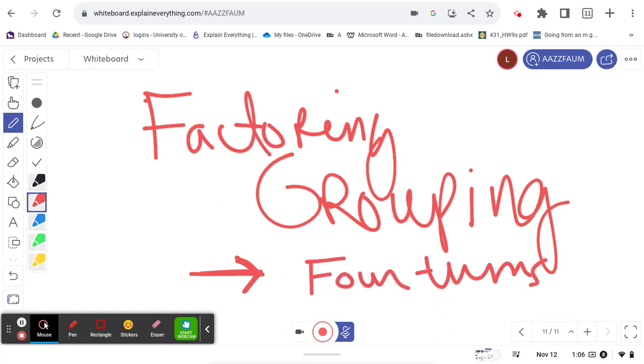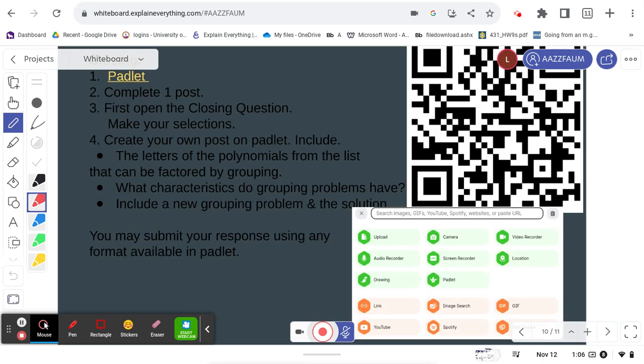So to finish up our lesson today, you're gonna actually go to Padlet, and you can either scan this QR code right now, or you can go into Canvas and follow the link, and you're gonna complete one post in this Padlet. You're gonna open the closing question and make the selections based on what the question asks, and then you're gonna create your own post, okay?